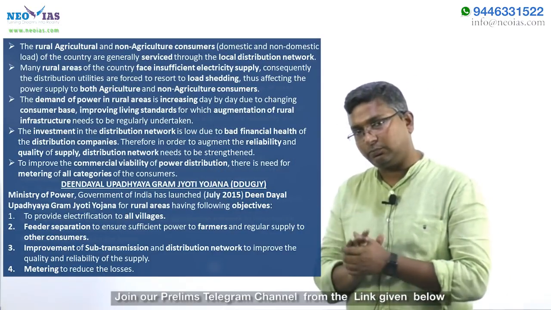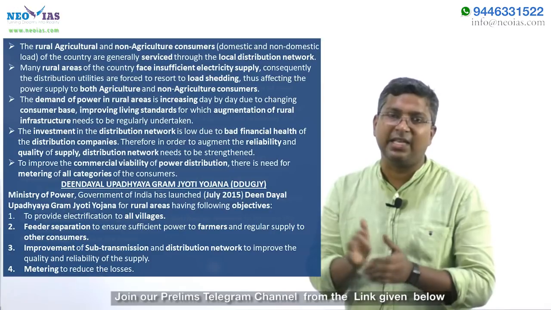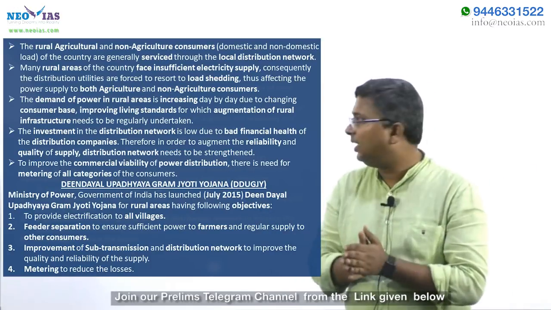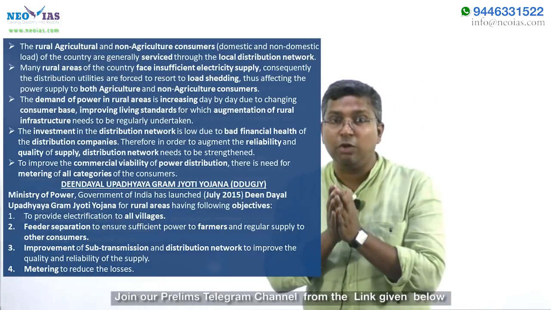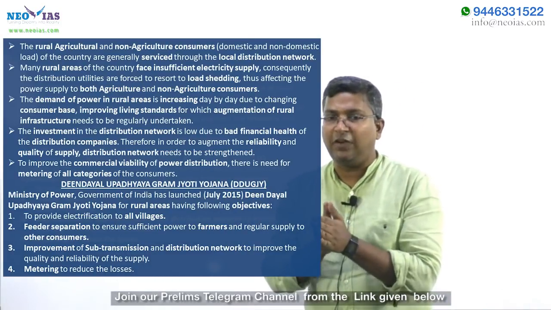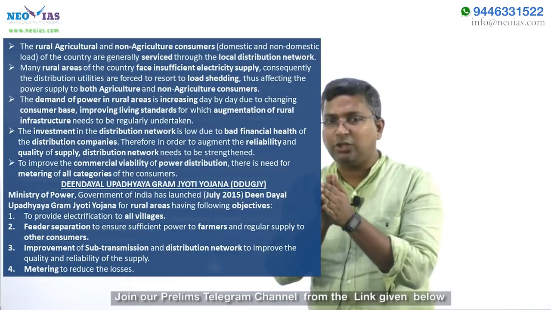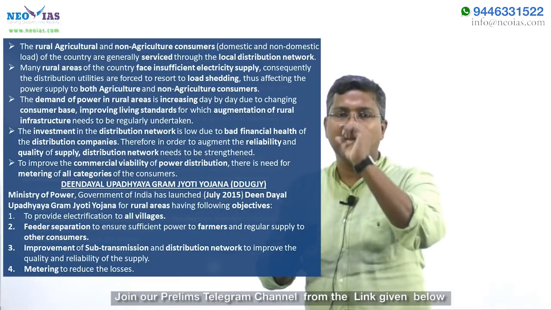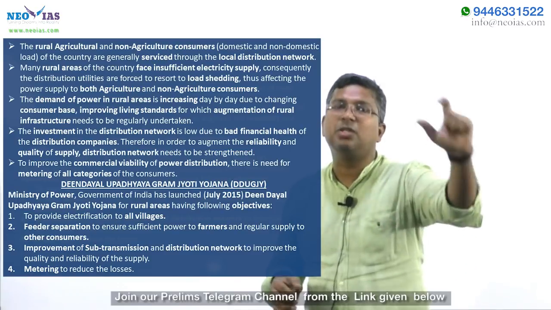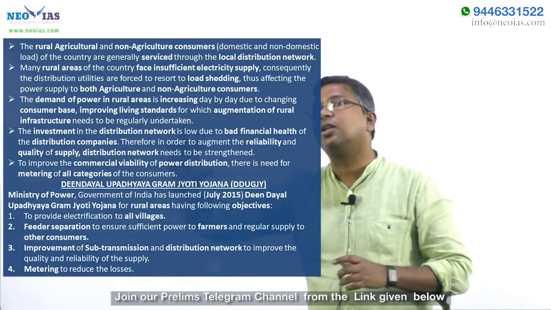So one of the objectives of this scheme is the separation of feeders. You need to understand what we mean by feeder separation. Feeder separation means that instead of having a single transmission line, there will be two separate lines: one line for domestic consumption purposes and one for agricultural purposes.